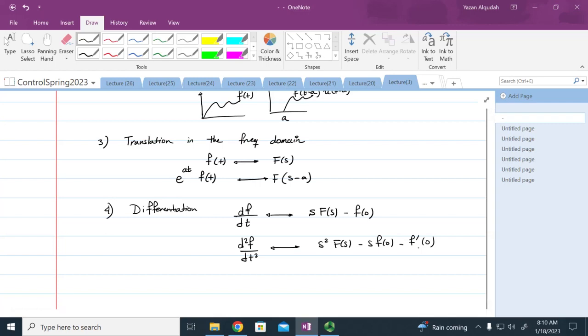Why is this property important, or how are we going to use it? When did we use this property? From previous classes, when we solve differential equations. We take a differential equation and turn it into an algebraic equation using this property. Of course, this continues, but the ones we will see most are the first and second derivative.